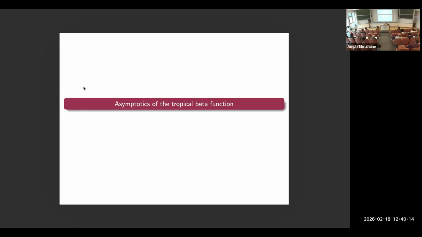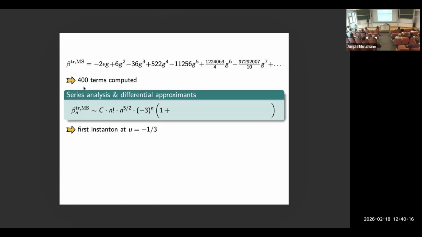So let's look at tropical φ⁴. So this is the tropical minimally subtracted beta function. The first couple of terms, I could have compared it to the other, but there's a couple of orders of magnitude between the coefficients. But they have alternating signs, and we have now 400 of them. So with 400 terms, you can start making some serious analysis. You can actually start getting confident ideas of what's happening. And you can easily check these definitely grow factorially. There's a little power law, and there is a factor of 3 to the n at every order.